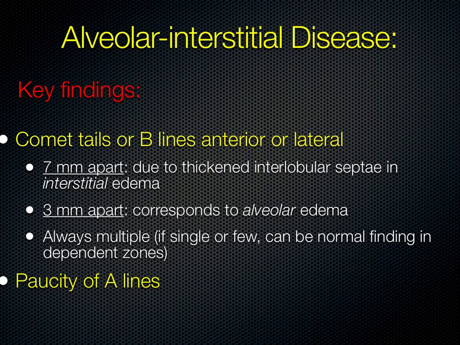If there are only a few, or they don't extend all the way to the edge of the screen, that can be normal, especially in dependent zones. For instance, if you've been sleeping on your back all night, you may have a few B-lines towards the back side of your chest. You also will not see the A-lines, because the B-lines that are pathologic will obliterate the A-lines.